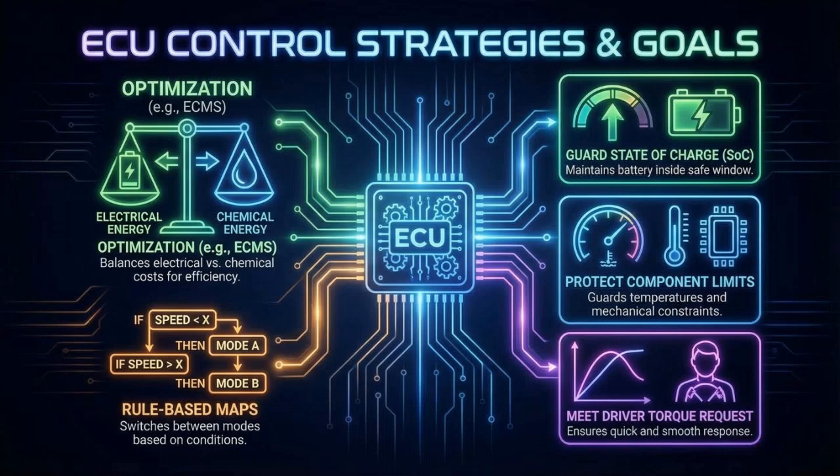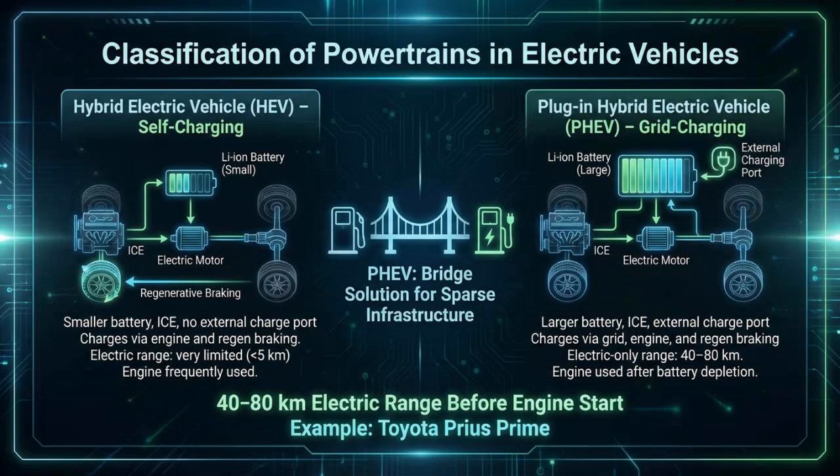Common strategies include rule-based control, where if the speed is less than X, then run the EV in series mode, else run the EV in parallel mode. Secondly, optimization-based control, where the equivalent consumption minimization strategy, ECMS, and predictive control are performed when route or speed information is available. Plug-in hybrids are essentially hybrids with big batteries.